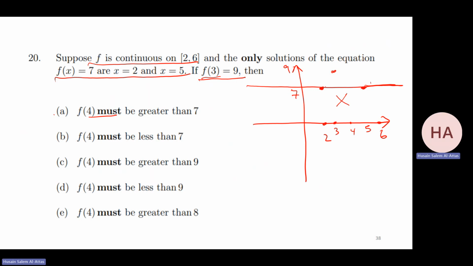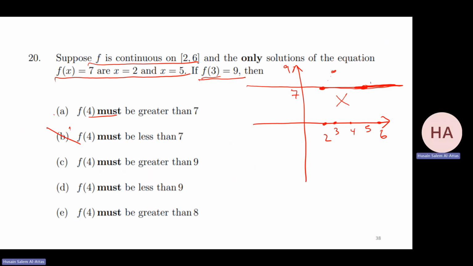Why? Because the function is continuous, so for sure it will be connecting the points, and this line will be crossed only at these 2 points. So to connect from this point to this point, I must go up. I cannot go down. So f of 4 must be less than 7? This is impossible.